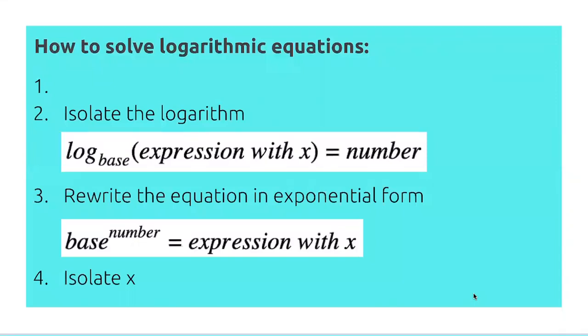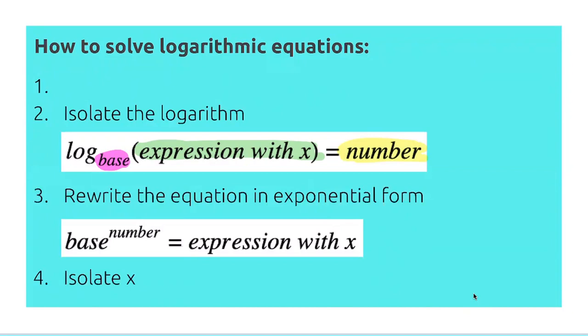But number two, our goal is to isolate the log. So if you have a question that has one log, we want to isolate that log. So our base is going to be here, our numbers on the other side, and then the thing that is being logged, the expression with x, that's right there in the green, okay? So step two is isolate the log so that it looks something like this. Log with a base, some expression with x in it equals a number.